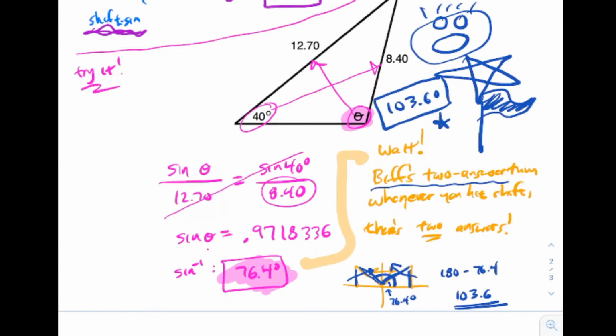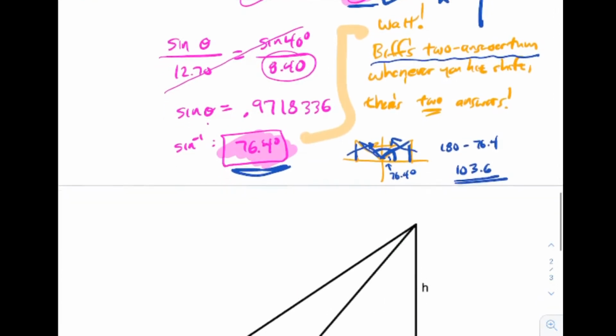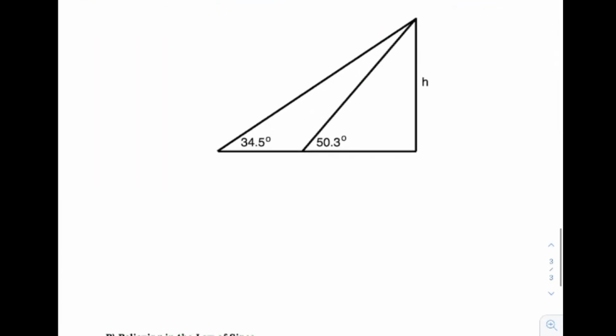Let's just make sure that we remember this. Biff's two-answer theorem, okay? Always look at your triangle. Make sure the answer makes sense. That's true for any math problem, really. But you got an answer? Cool. Make sure it makes sense. Does 76 degrees make sense? No! So you know something's up. And that something is the Biff's two-answer theorem. Point made? Cool. Remember that when you're doing the homework and stuff like that.